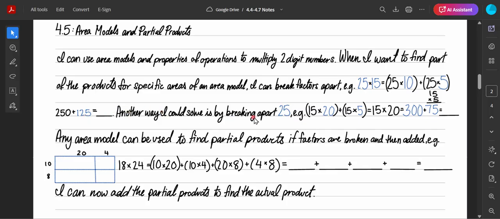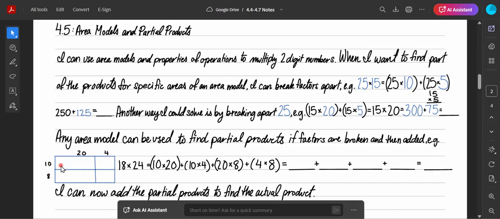Another way, of course, you could break apart the 25 only, instead of breaking apart the 15. So now 15 times 20 and 15 times 5. And so again, 375. Any area model can be used to find the partial products if factors are broken, then added. For example, here we have 24 times 18. So here we have 10 times 20, and so we can go ahead and put our product right there.